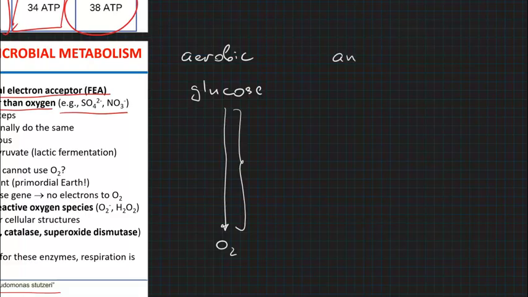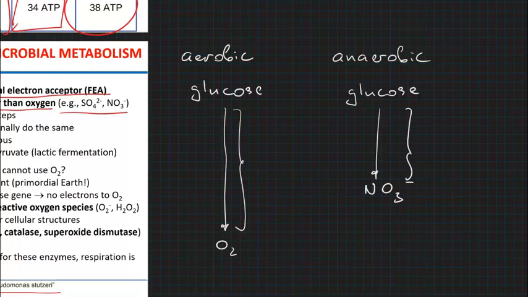In anaerobic respiration, glucose gives its electrons, for example, to nitrate. You see that this span is much shorter. This is true for nitrate, sulfate, doesn't matter. Oxygen is the most efficient final electron acceptor. We good so far?